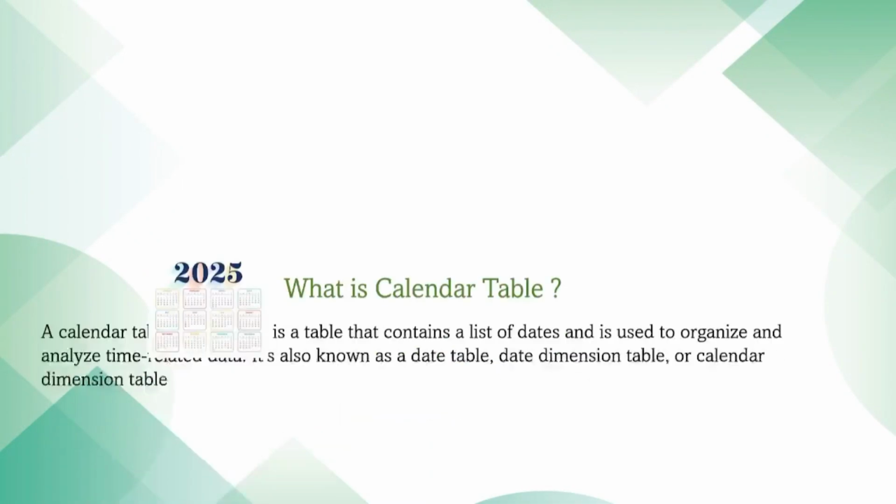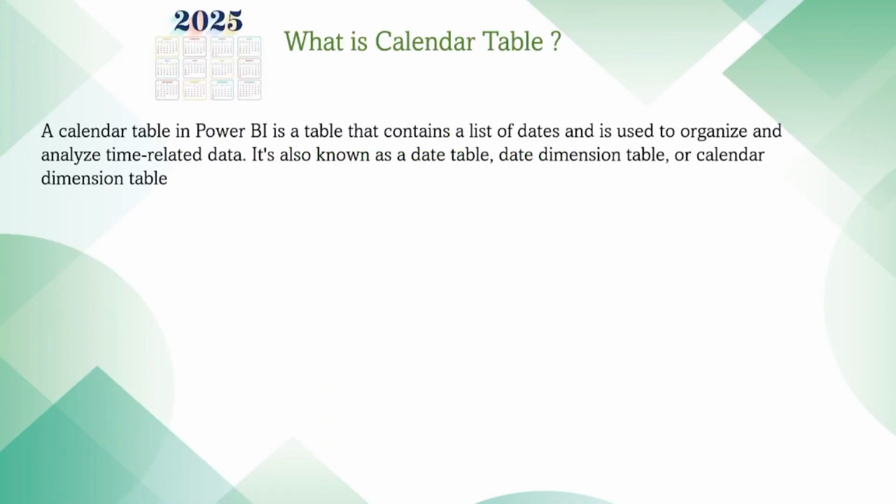So firstly, let's understand the definition of calendar table. A calendar table in Power BI is a table that contains a list of dates and it is used to organize and analyze time-related data. It is also known as date table, date dimension table or calendar dimension table. You guys can call it with any of the name.